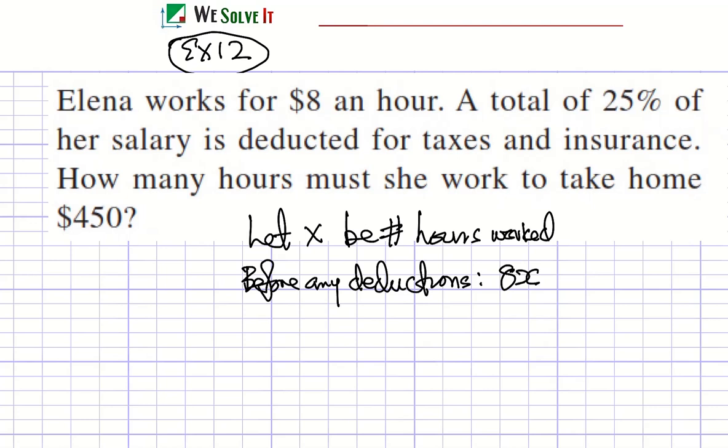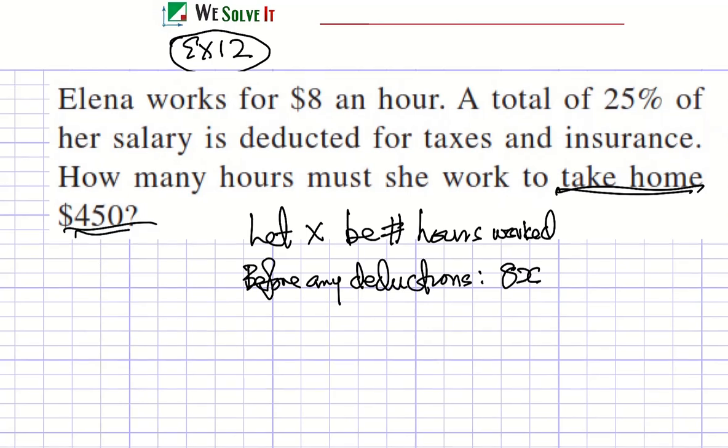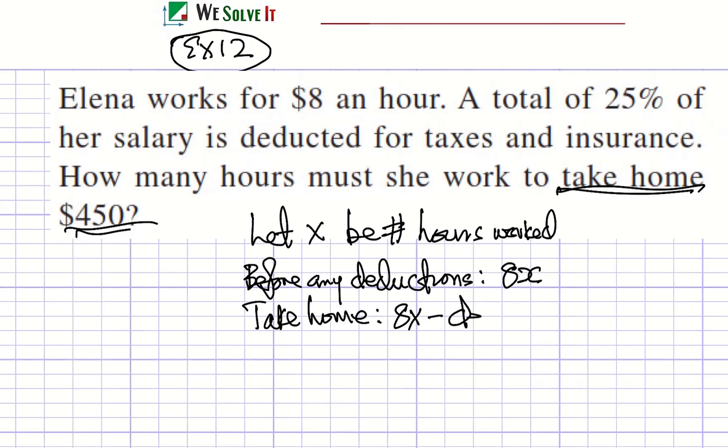But then when they do the deduction, they're looking for take home. Well, they give you take home of that. Take home will be 8x minus deductions, right?